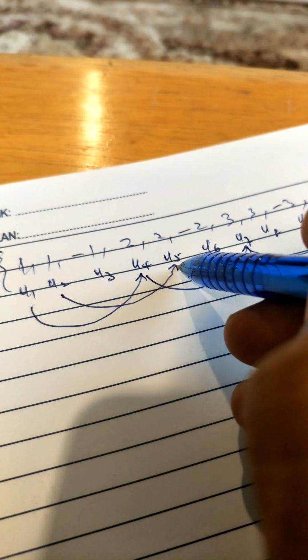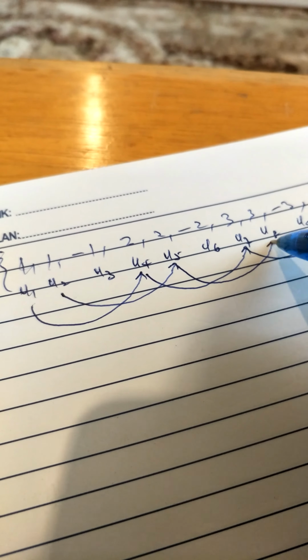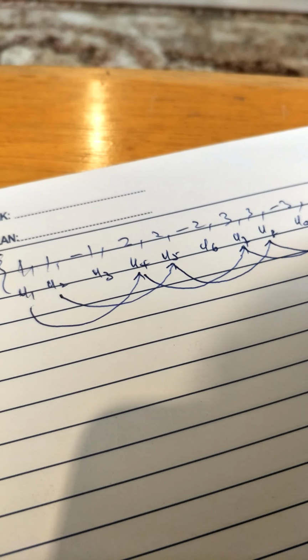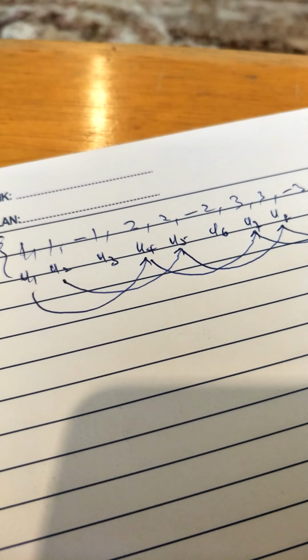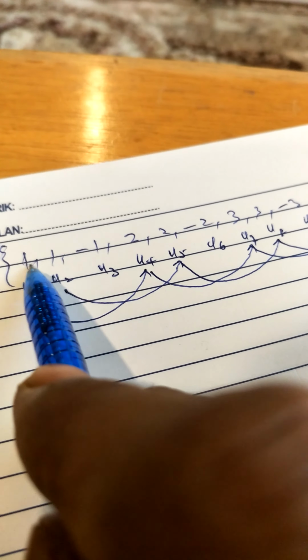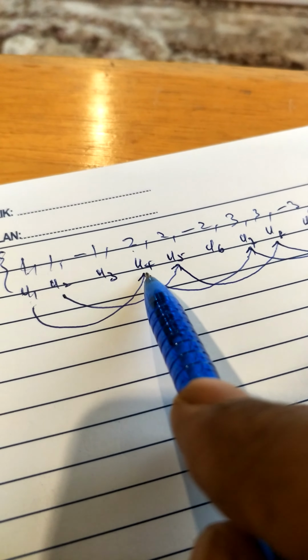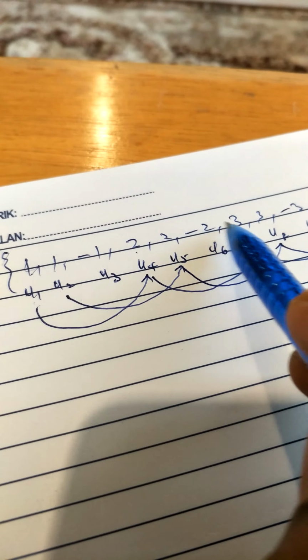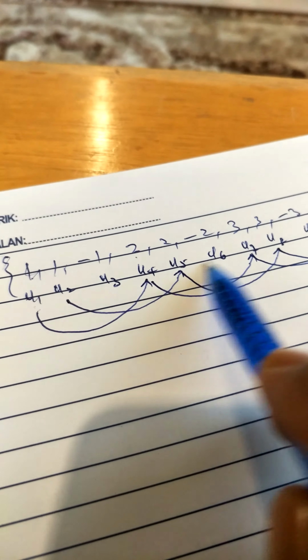So u1 to u4, u4 to u7, u7 you should expect next is u10. Okay, u2 goes to u5, goes to u8, and you should expect next is u11. Yeah, u1, u4, they start changing from 1 to 2. u4, u7, 2 to 3. The rest is the same. You can see the same there as well.